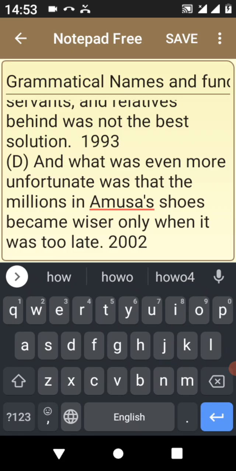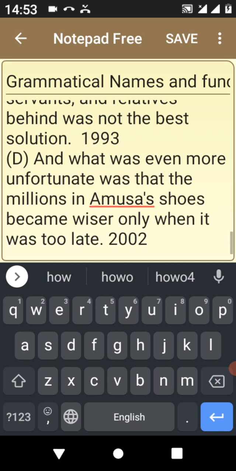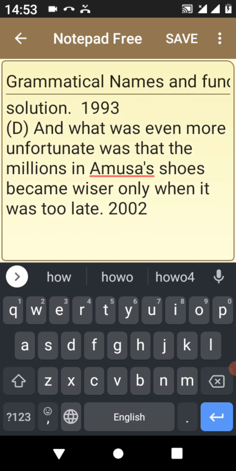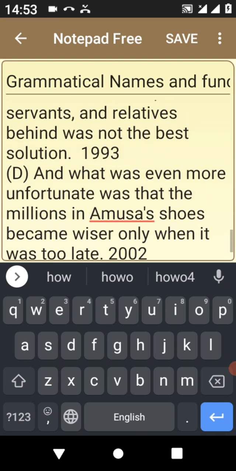And what was even more unfortunate was, then that is the complement. That is referring back to what is unfortunate. And what was even more unfortunate is what? There is was there, so it's a clause. It's a noun clause, a nominal clause, and it's the subject of the verb was. So that the millions in Amusa's shoe became wiser is the complement of what was even more unfortunate.